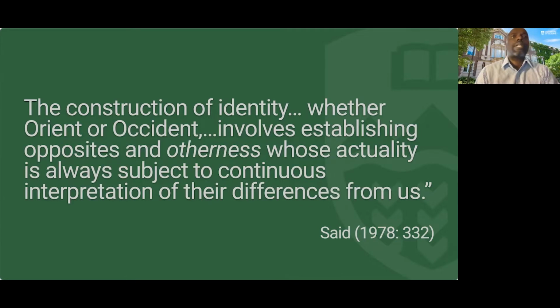Said sets up his narrative with the Occident, the colonizer, and Orient, the colonized, with othering as a terminology of difference. And this may offer some insights as we navigate diversity, inclusivity, and equity via multiple identities of students in our teaching spaces.